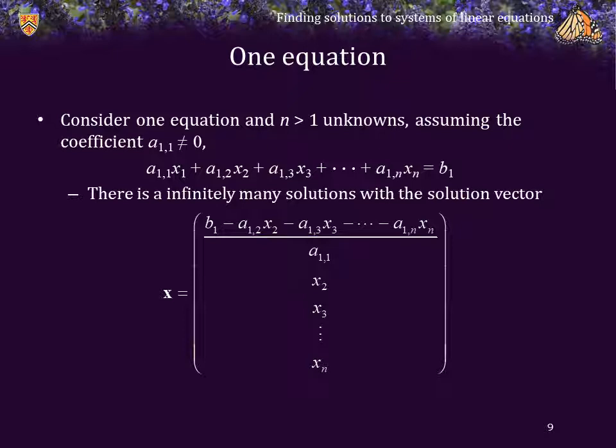Now, in the odd case that the first coefficient is 0, we assume that at least one of the coefficients is not 0, in which case we'd probably choose the first coefficient that was not 0 and then solve for that variable in terms of the other unknowns.